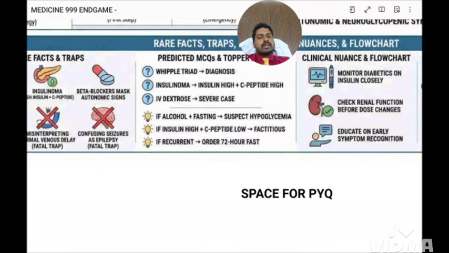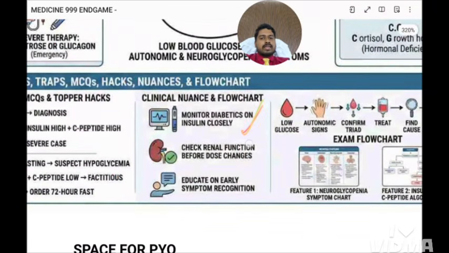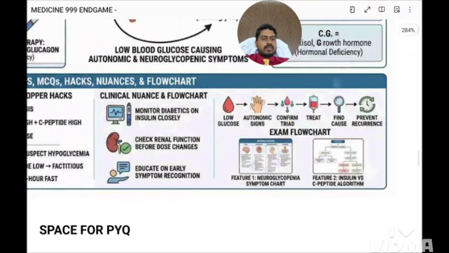And if recurrent, then you should order a 72-hour fast to see what is the cause, because there we take critical samples. Critical samples are the hormone samples which we take when the patient goes into recurrent hypoglycemia to look for the cause. Okay. Next, monitor diabetics on insulin closely, check renal function before dose changes, and educate on early symptom recognition. That is what is required.